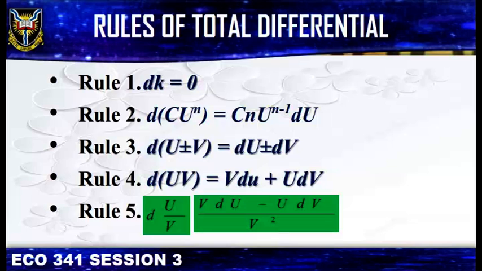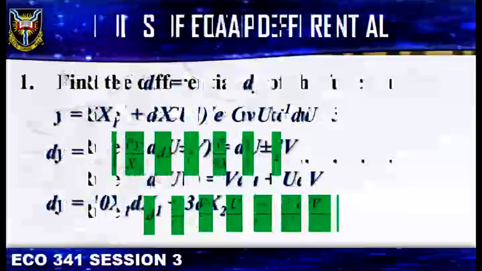Rules of total differential. Rule 1: d of a constant c is equal to 0. Rule 2: d of c u raised to power n is equal to c n u raised to power n minus 1 du. Rule 3: d of (u plus or minus v) is equal to du plus or minus dv. Rule 4: d of (uv) is equal to v du plus u dv. Rule 5: d of (u over v) is equal to (v du minus u dv) over v squared.